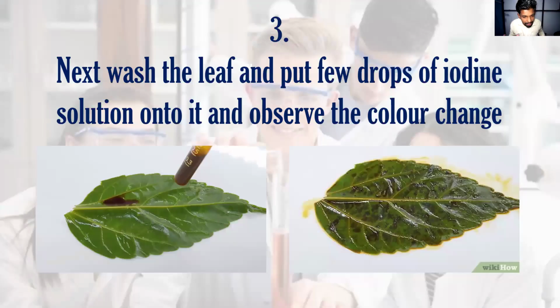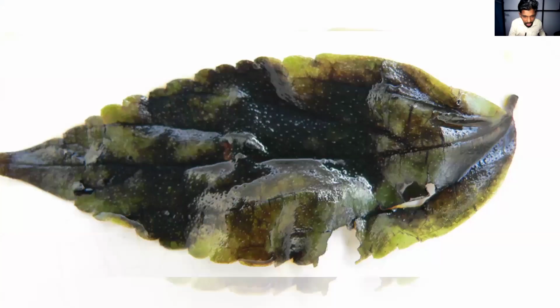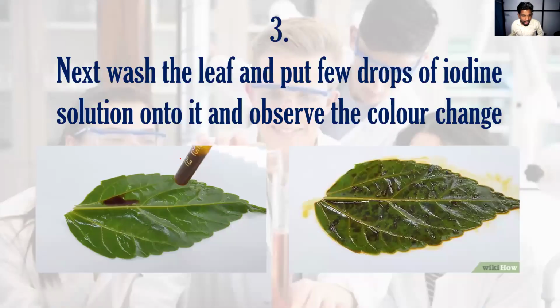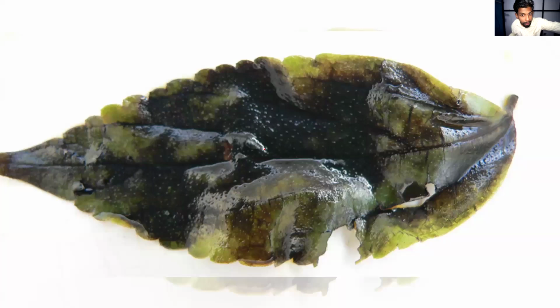In the leaf, we have the starch. So after adding the iodine to the leaf, the leaf will turn dark purple or purplish blue. You may ask the reason: why does the iodine show a color change when I add it to the leaf?